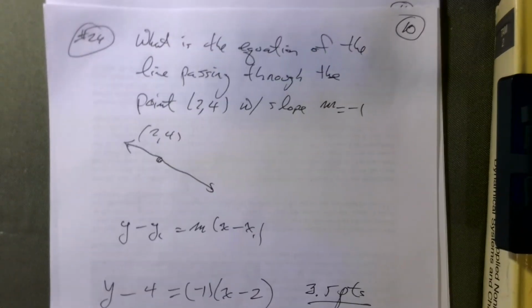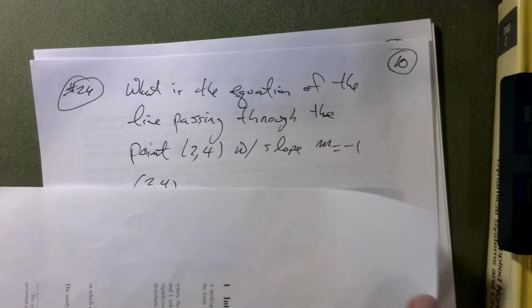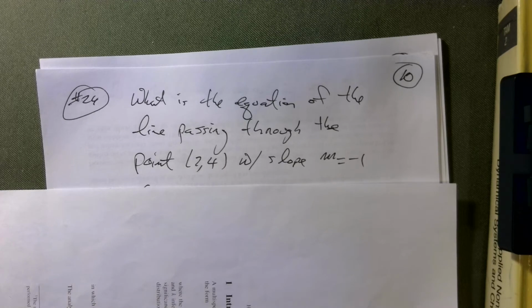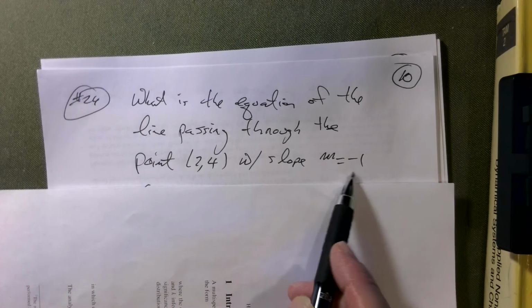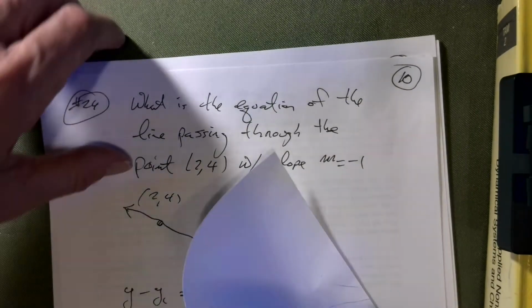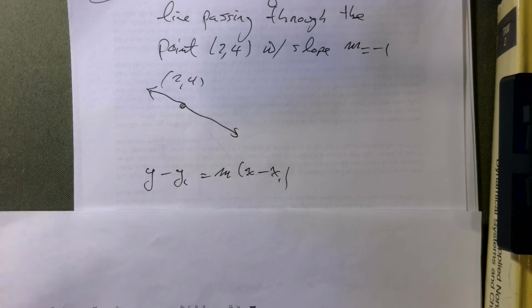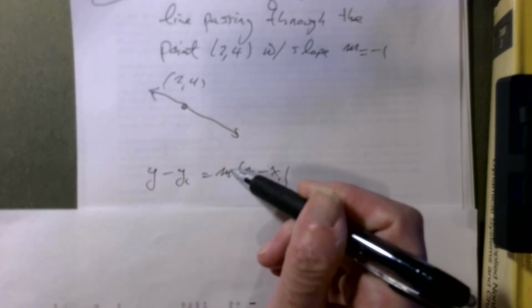Okay, so we found the point-slope form. I want to know what the equation of the line is satisfying certain conditions. So the condition is that the line passes through the point (2, 4) and has a slope of negative 1. So it's going to look something like that. And the question is, what's the equation of the line? Well, we pull out our point-slope formula. My y1 is going to be the 4, the x1 is going to be the 2, and then we put in just a negative 1 for our slope.